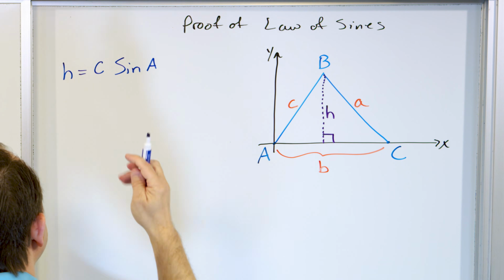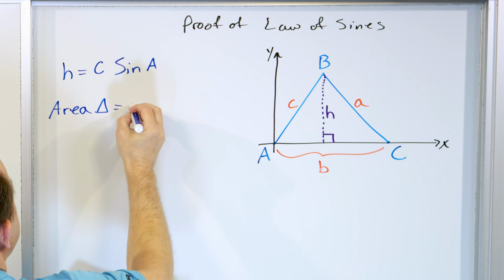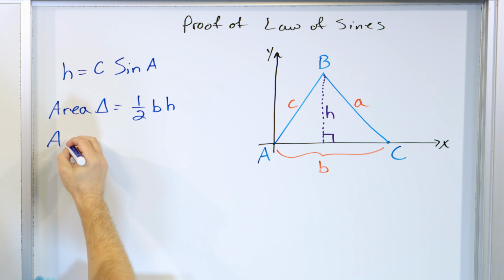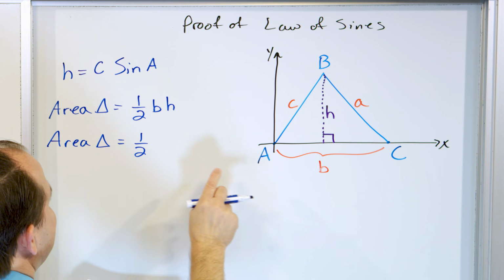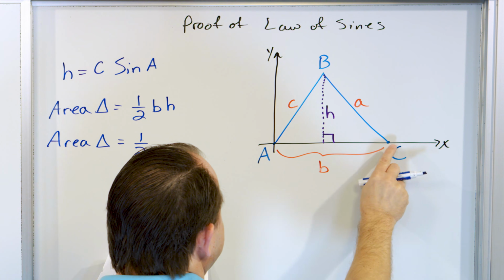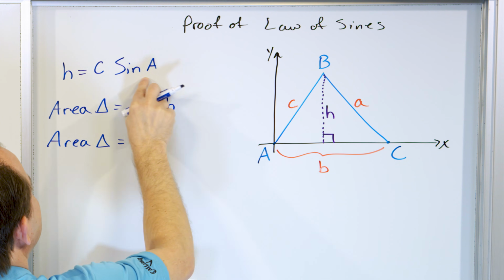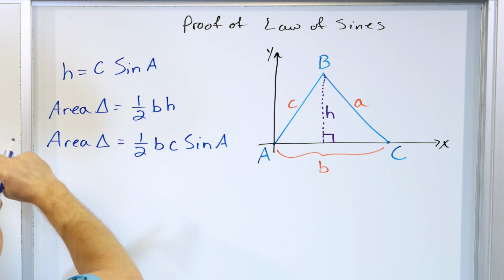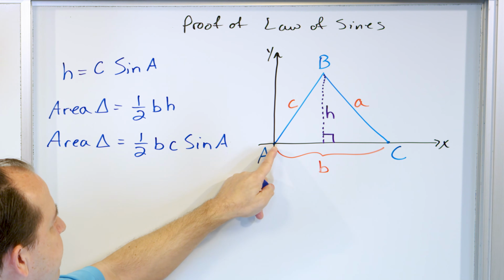All right, so then what is the area of this triangle? It's just 1/2 times the base of the triangle times the height, right? So let's go ahead and write that down. Area of this triangle is equal to 1/2 times the base, but the base is just b, that's just length b of the triangle, times the height. But the height is this stuff. So we're going to put c times the sine of A. So boom, there's the area of the triangle. 1/2 BC times the sine of this angle.